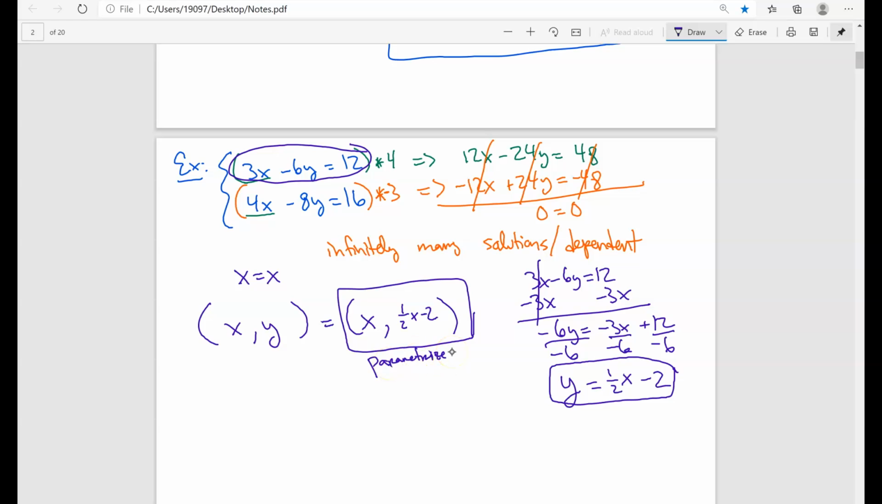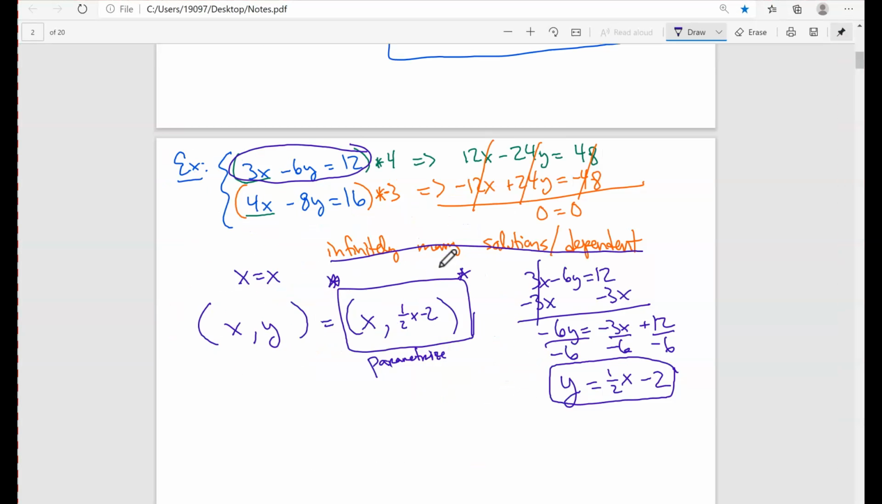Okay, so it's kind of like instead of x equals x, we're letting x equal t, and then plugging t into one of them and solving for the y. So that's just another way that you can kind of do it. Here I just chose x to be the parameter. So this is how you would parameterize it. So this is the solution that I want. I don't want you to give me infinitely many solutions. I want you to parameterize it and give it to me like that.